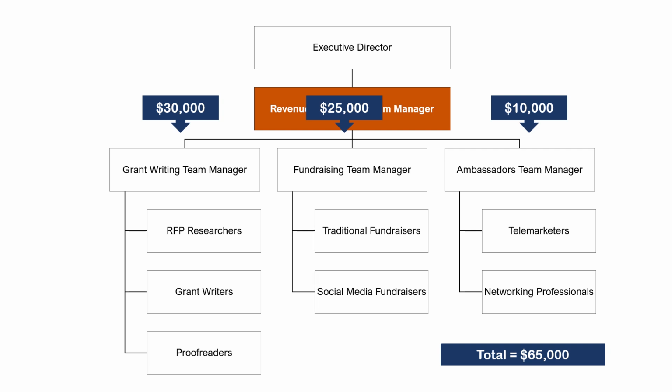Now, the fundraising team includes traditional fundraisers and social media fundraisers. They are tasked with raising $25,000. The ambassadors team, those are the people who are ambassadors for the nonprofit organization. They are the foot soldiers going out, meeting people, networking with people, getting on the phone, calling people. Well, the revenue generation team manager has assigned them the task of raising $10,000 for the nonprofit organization. So you want to create something similar to this in order to generate revenues consistently.